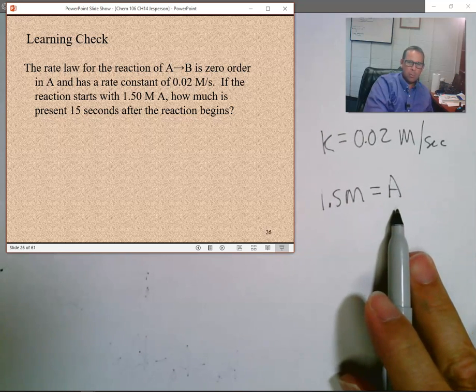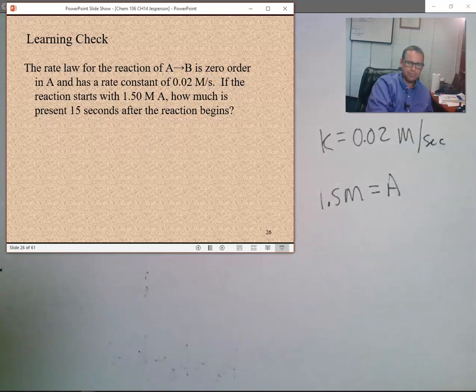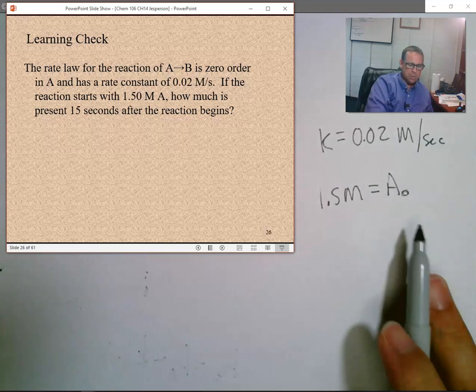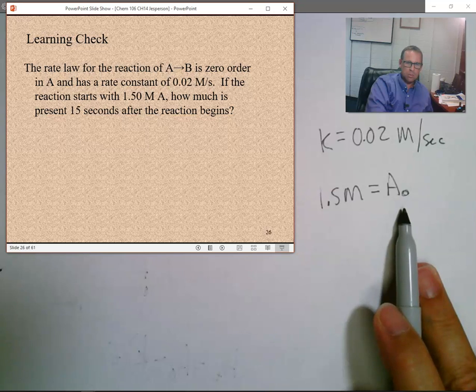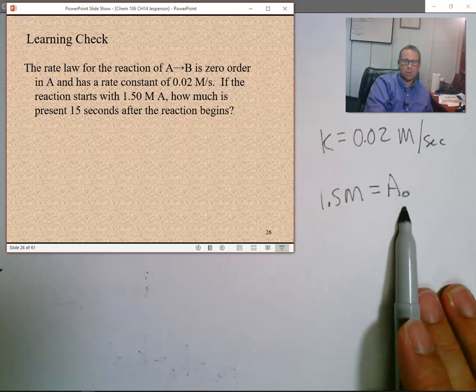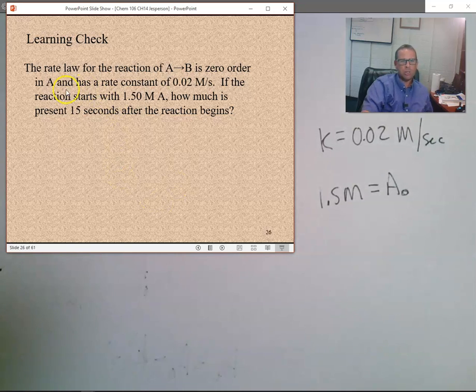And what do we call that A? It's a special A. We give it a little number down here to distinguish it. A 0. Because what does that little 0 mean there? That 0 means at time 0. So before the reaction begins, right at the beginning, at T equals 0, our concentration equals 1.5 molar, right? So if the reaction starts with 1.5 molar A, that's what that means, at time 0. How much is present 15 seconds after the reaction?